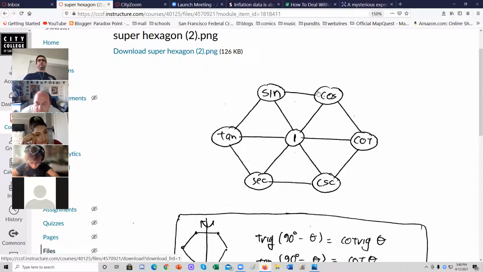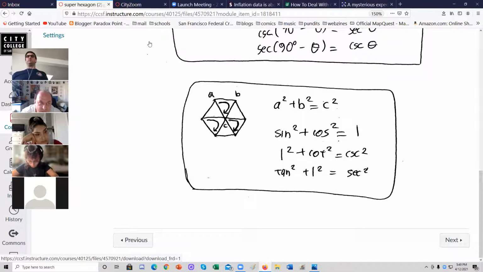So with this, sine squared plus cosine squared equals 1. 1 squared plus cotangent squared is cosecant squared. Tan squared plus 1 squared equals secant squared. This is a mildly useful way of remembering certain of these. I'm never sure if it's tan squared plus 1 is sec squared or sec squared plus 1 is tan squared. You have to remember it. So okay, this is a way of remembering these things.